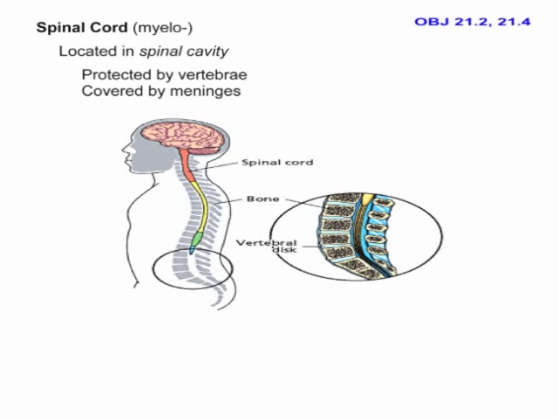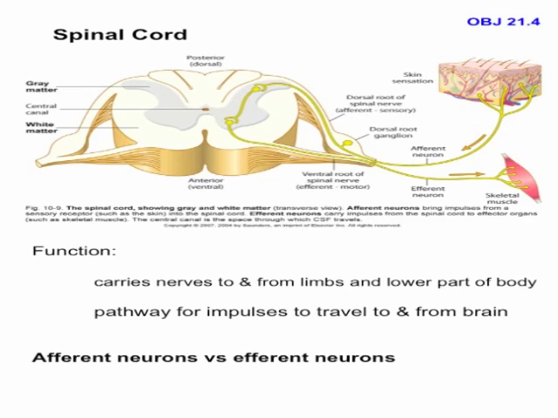Next is the spinal cord. The root term is myelo, located in the spinal cavity. The spinal cord is protected by vertebrae, or inside the spine, and covered by meninges. The function is to carry nerves to and from limbs and lower parts of the body and carry the impulses back to the brain. Here is a great cross-sectional image of the spinal cord.